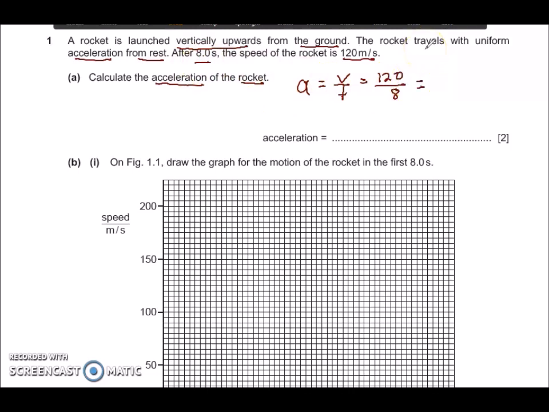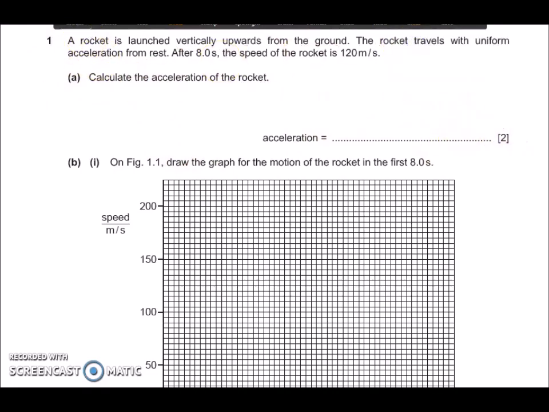15 meters per second. Yep, it's 15 meters per second squared. Don't forget this, per second squared. This is 2 marks for you. You okay with this first question? 1A done?